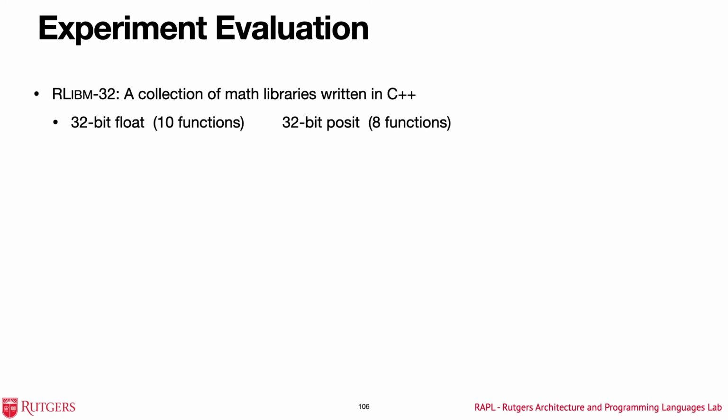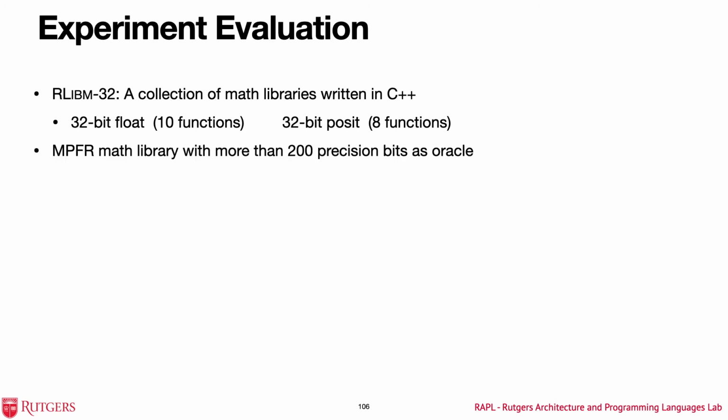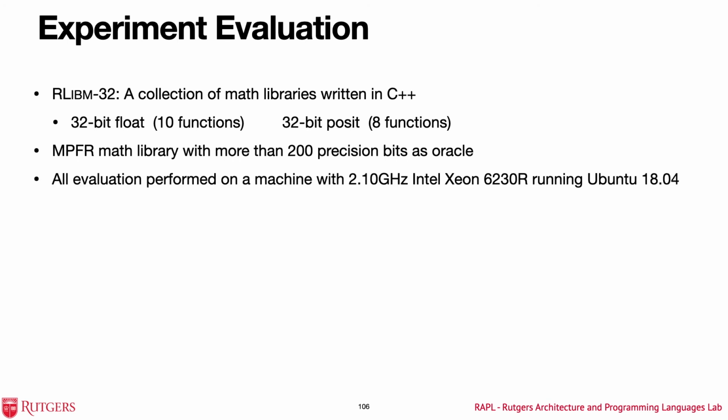Using these techniques, we created RLibm32, a correctly rounded math library for 32-bit float and 32-bit posit representations. Currently, RLibm32 has 10 elementary functions for 32-bit float and 8 functions for 32-bit posit. We're working on other functions as well. We used the MPFR math library with at least 200 precision bits to compute the correctly rounded results. All of our experiments were performed on a machine with a 2.1 GHz Intel CPU running Ubuntu 18.04.